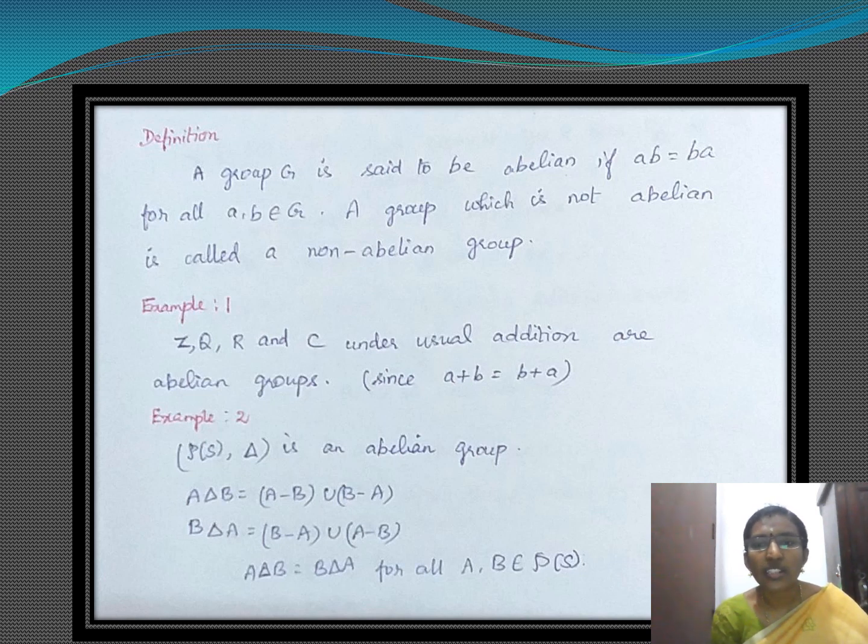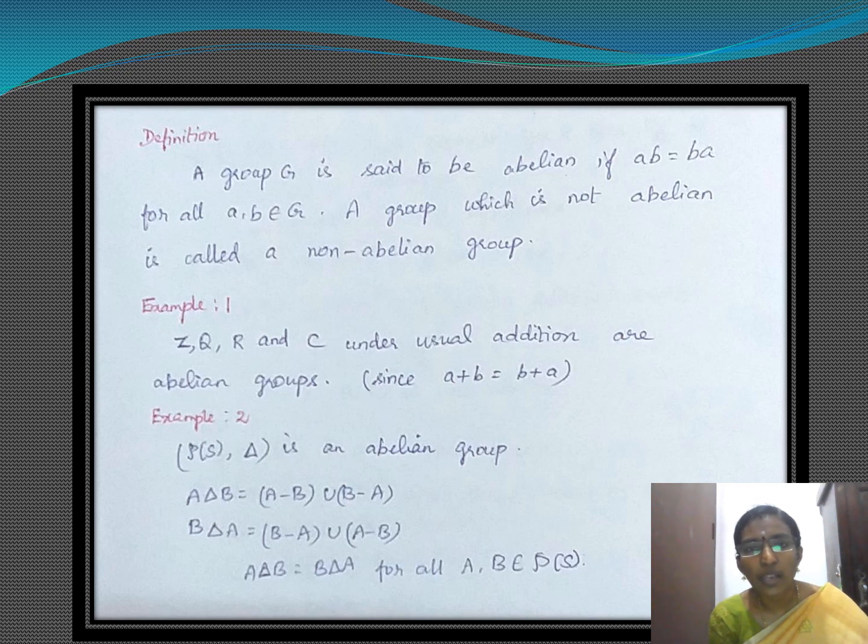A group G is said to be abelian if ab equal to ba for all a, b belongs to G. A group which is not abelian is called a non-abelian group. Here, we have to check for the group G the additional property ab equal to ba. If it satisfies the condition, then it will become an abelian group. If it does not satisfy the condition, it will become a non-abelian group.